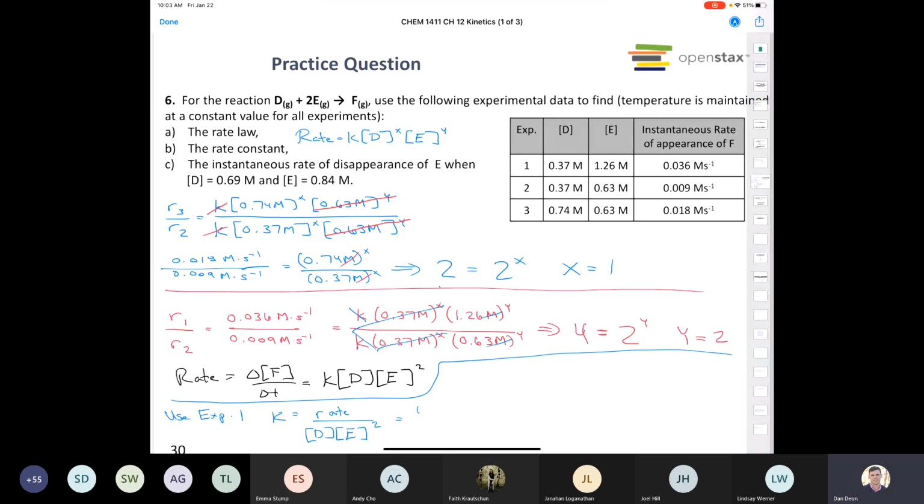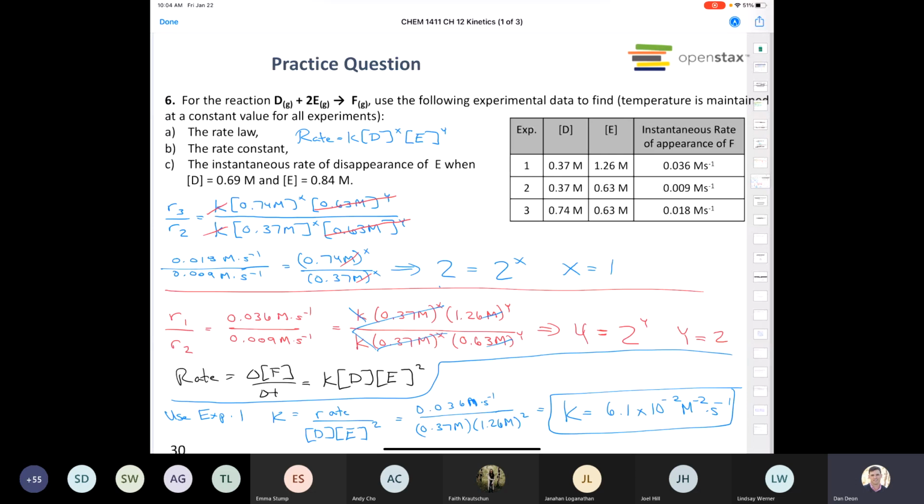which would be 0.036 moles per liter per second, divided by 0.37 molar and 1.26 molar squared. When you work all that out, you end up with a k equal to 6.1 times 10 to the negative 2 molar to the minus 2 seconds to the minus 1. And there you have it, my friends. That's it. We determined the k.